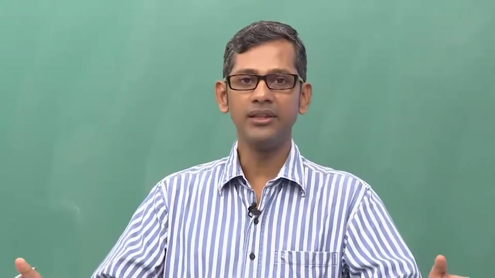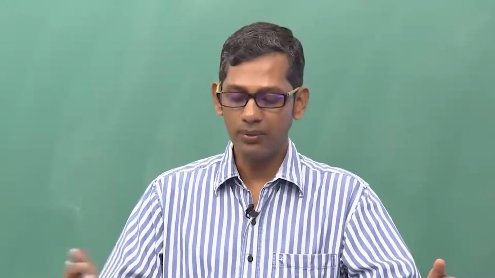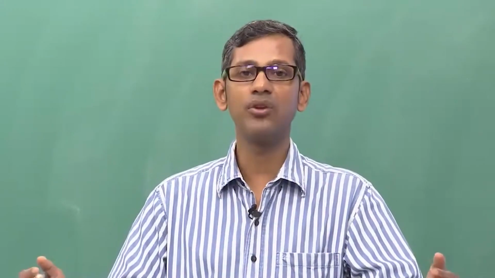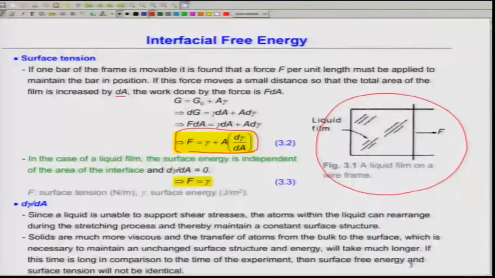But on the other hand, in solids, suppose I do the similar thing with a solid thin film, atom movements are very slow, so rearrangement is not possible, and therefore we cannot assume in a solid that the d gamma by dA term is going to be 0. In fact for most solids it is not equal to 0, and that is why in solids surface energy and surface tension are different, and they differ by this term A d gamma by dA. That is the major difference between solid and liquid. So, in solids surface free energy and surface tension are not identical.